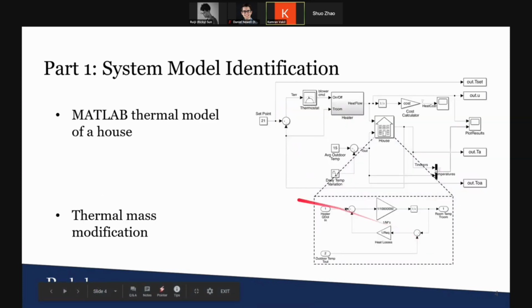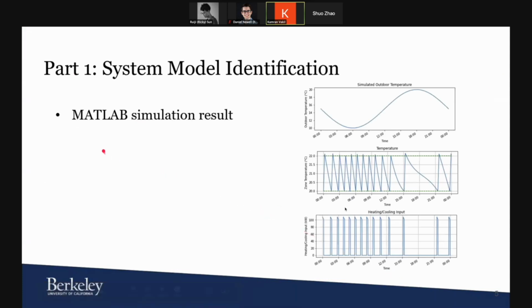Secondly, we constructed a building thermal model in MATLAB for simulation as well as the A and B parameter estimation. The original MATLAB model doesn't include building thermal mass, so we added an equivalent air thermal mass into the model. This is the simulation result of the MATLAB model. The default control logic causes frequent on and off cycles, and the thermal mass affects the response frequency of the indoor air temperature to the HVAC systems and the outdoor air temperature.